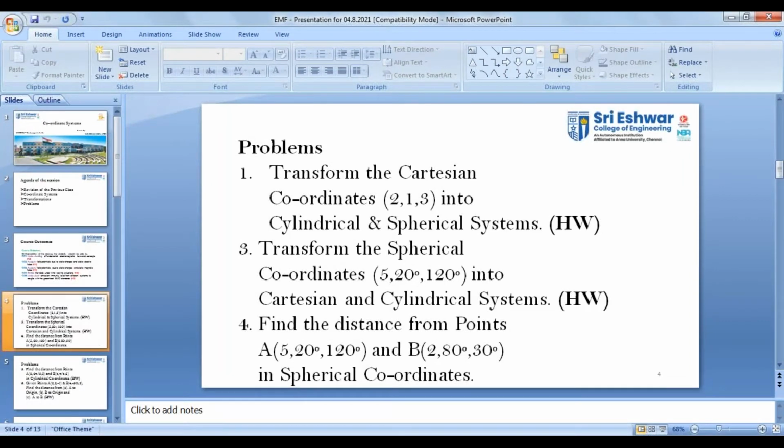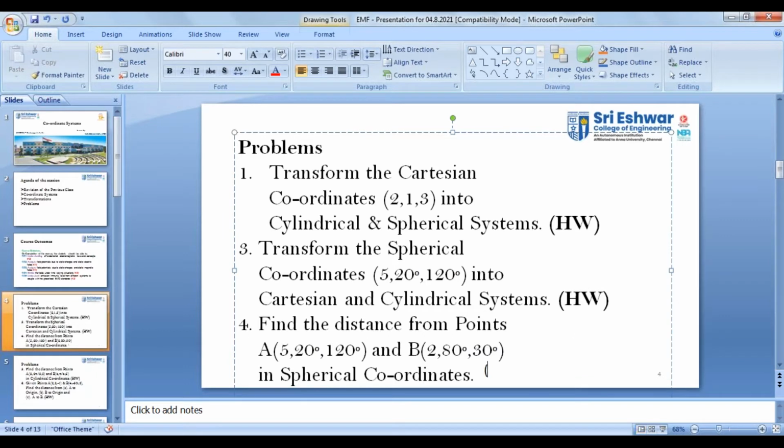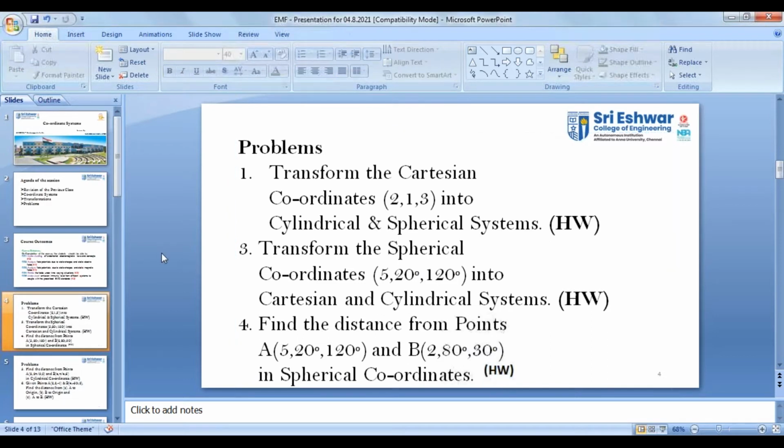See, now you can take these problems as homework. This particular distance problem also you can take as homework. It is very simple. This also you take as homework. First problem, Cartesian system is given. You are asked to convert them into cylindrical and spherical. By using the formula for rho, phi and z, we can get cylindrical.